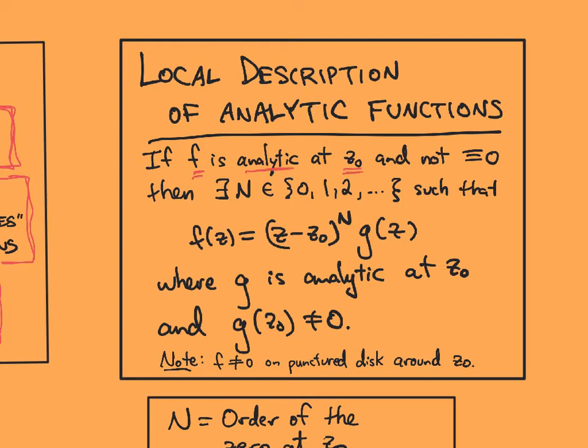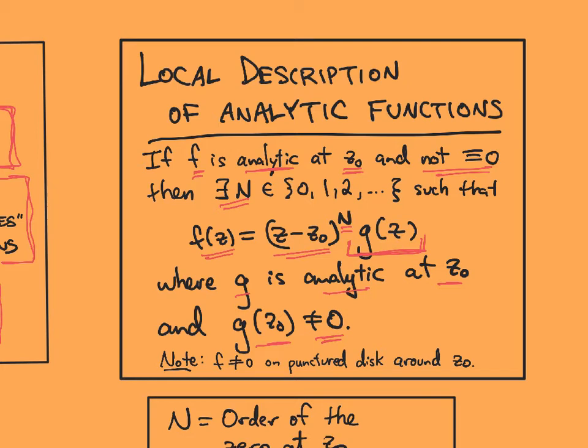analytic at z0, and I'm always going to mean that to say that f is analytic on a neighborhood of z0, or it has a power series representation that converges on a disk centered at z0. We also want to assume that f is not identically 0. And then if f is not identically 0, then there's going to exist a natural number N such that f equals z minus z0 to the N times an analytic function g, where g is also analytic at z0, and g of z0 is non-zero.